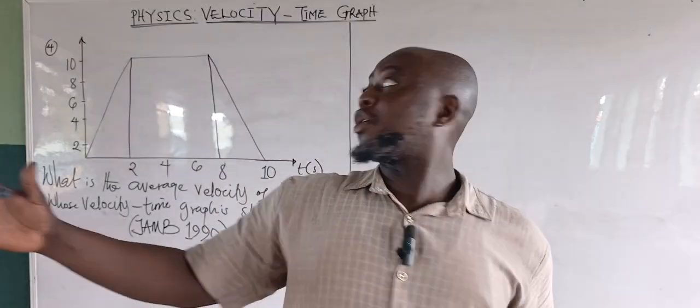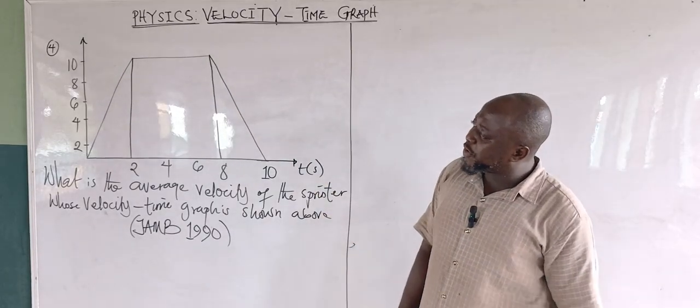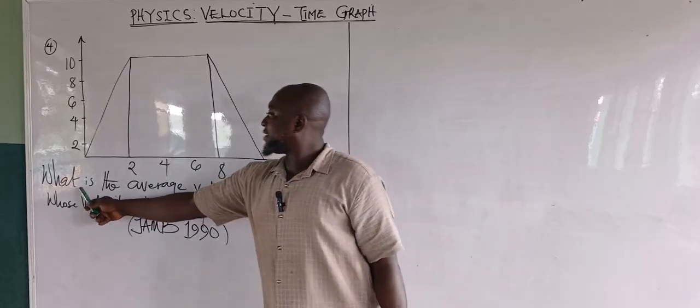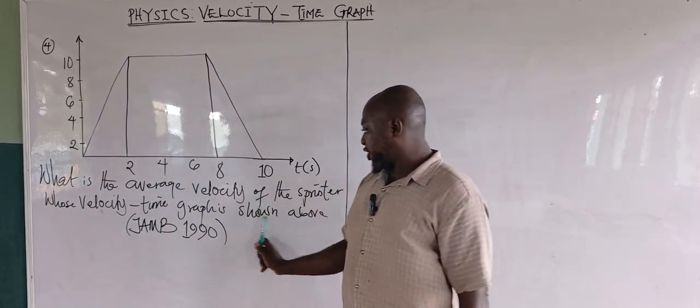All right. Welcome to the fourth question here. So what do we know? They said this is a diagram given. This is a JAMB question, 1990. So what is the average velocity of the sprinter whose velocity time graph is shown above?